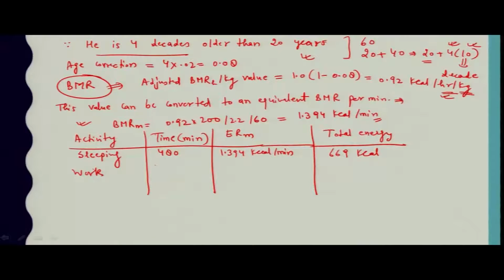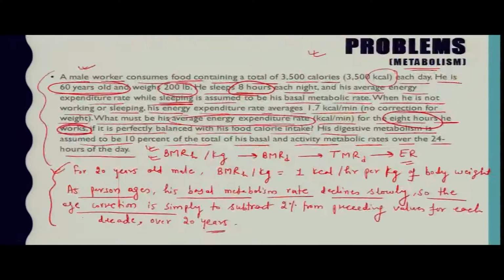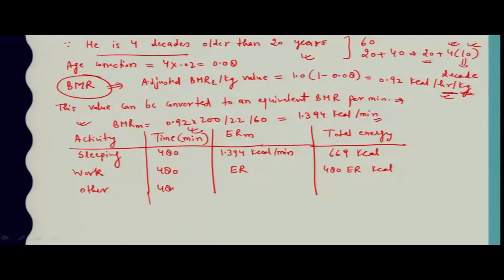So again 8 hours, if you convert it into minutes, so 8 into 60 equals 480, and this energy expenditure rate will be unknown, so 480 times ER will be in kilocalories. And as far as other work is concerned, we have to consider 480 minutes, and that is 1.7 kilocalorie per minute, and if you multiply, it will be 1816 kilocalories.